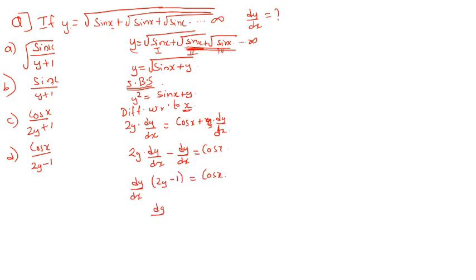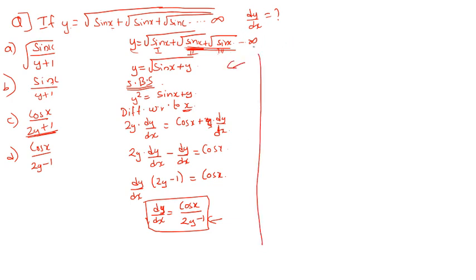So dy by dx is equal to cos x divided by 2y minus 1. This is your answer. Some of you got 2y plus 1. This is wrong. You have to take y dy by dx common, so at that time you will get 2y minus 1. This is a long method. I have told a long method.